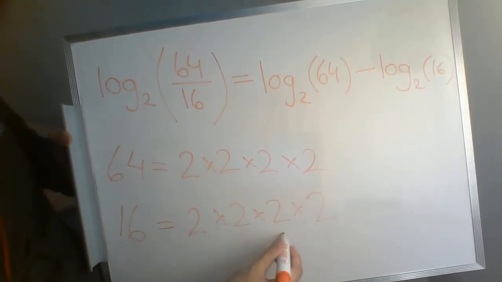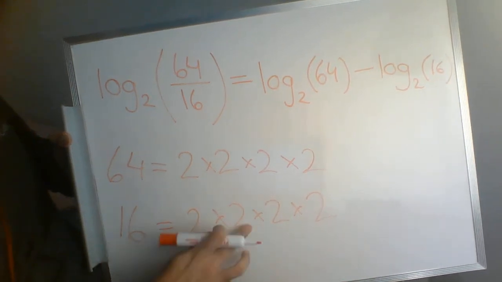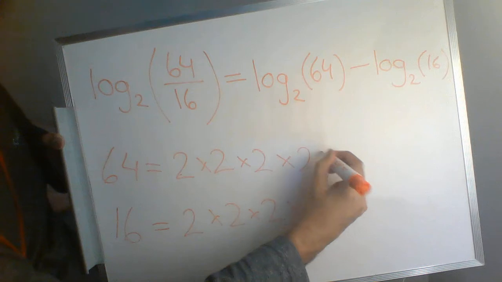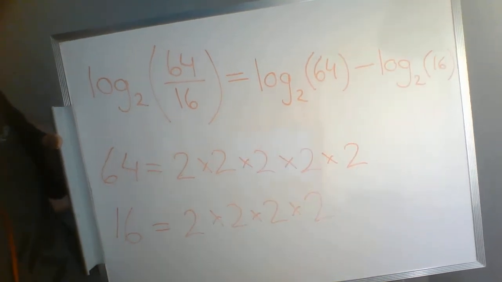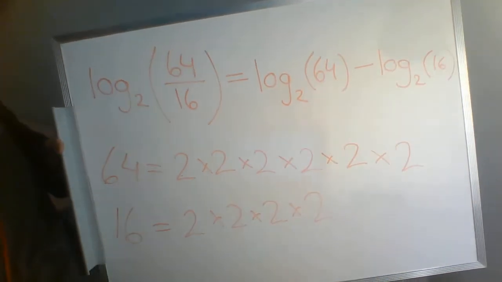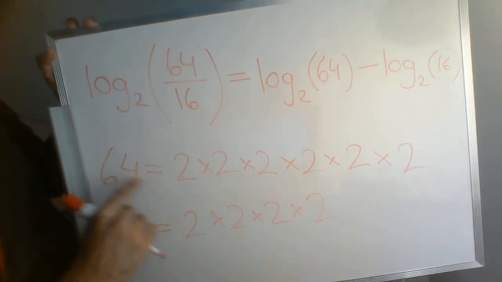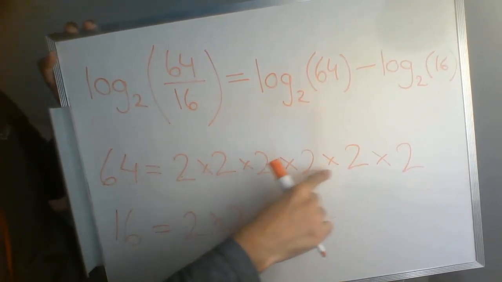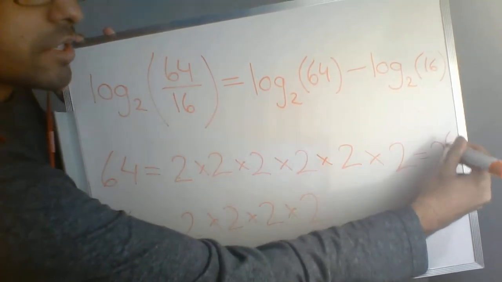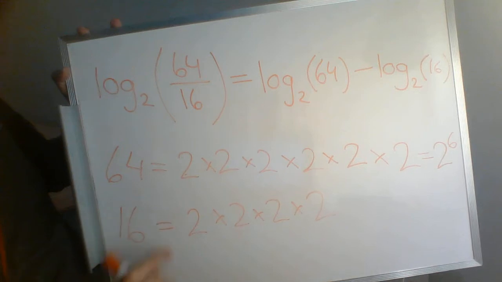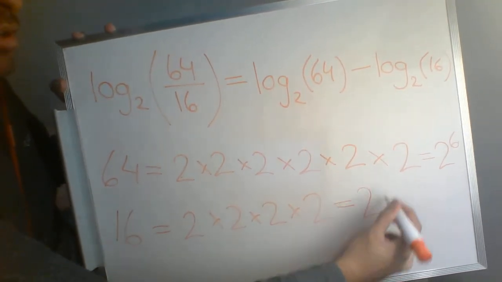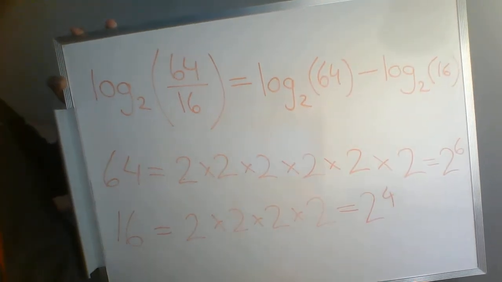This is 2, 4, 8, 16. So that one's done. Now 64, that's 2, 4, 8, 16, times another 2 is going to be 32, times another 2 is going to be 64. So 64 is equal to 2 times 2 times 2 times 2 times 2 times 2. So that's 2 to the exponent 6. And for 16, that's 2 times 2 times 2 times 2, or 2 to the exponent 4.